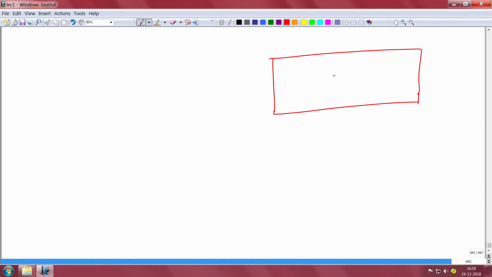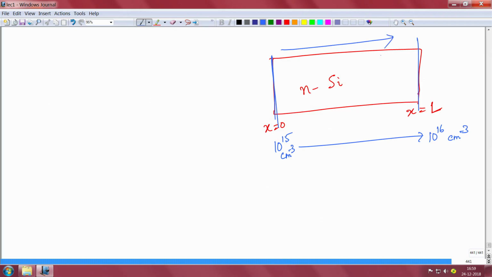Suppose I tell you that I have a piece of silicon which is n doped, and this is the left side, so this is x equal to 0 and this is x equal to L. It's some piece of semiconductor. I say that I am gradually increasing the doping from 10 to the power 15 to 10 to the power 16 per centimeter cube, from the left side to the right side. I am gradually increasing the doping.